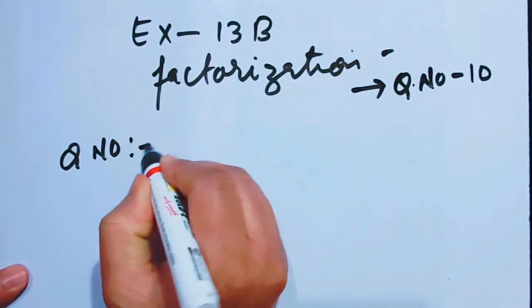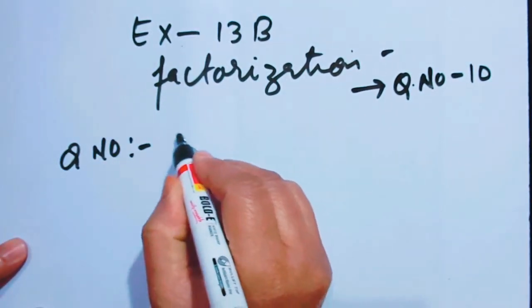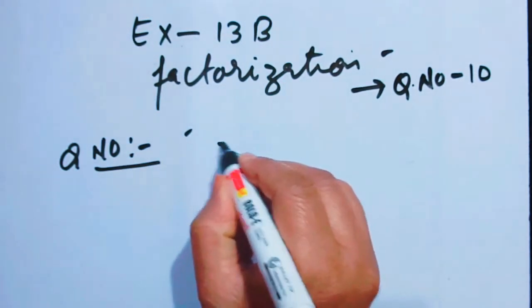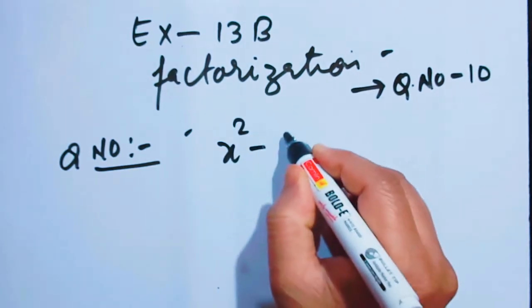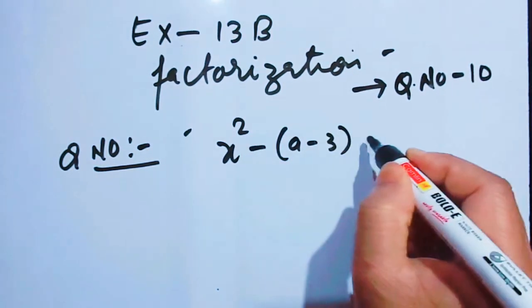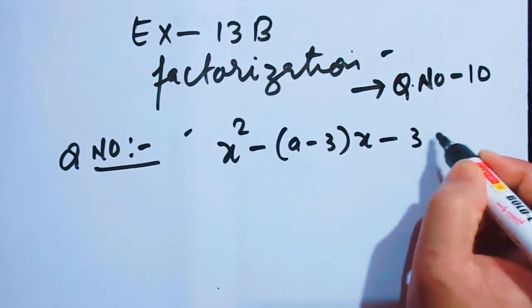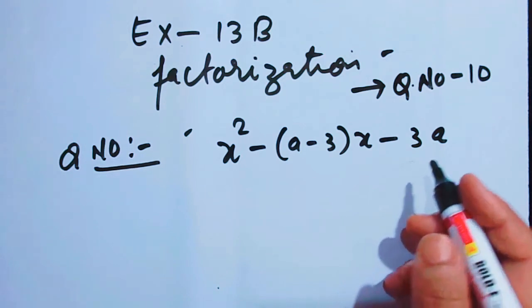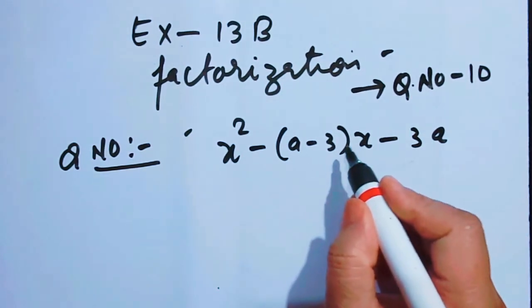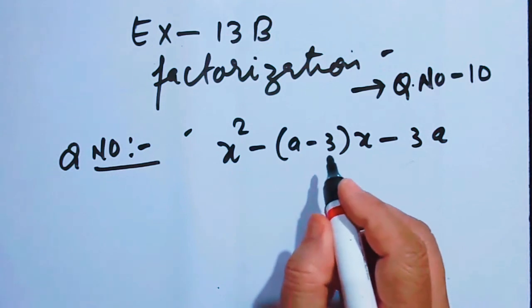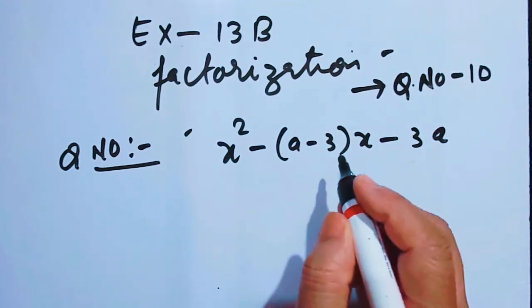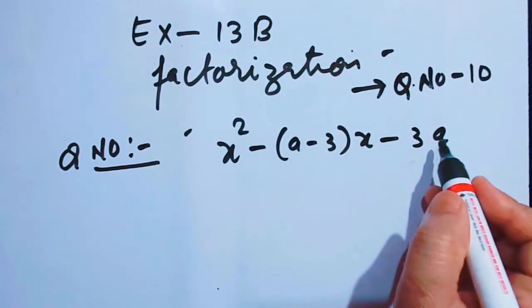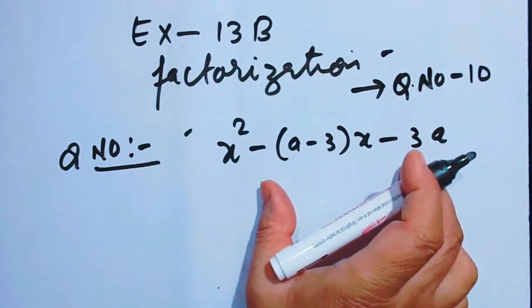Now what is special about this question number 11? Here in question number 11, what they have done is, for example, x square minus a minus 3x minus 3a. Till question number 10, they had grouped the terms and then they had given us to find out the common. Here it seems quite impossible for us to find the common term, isn't it?